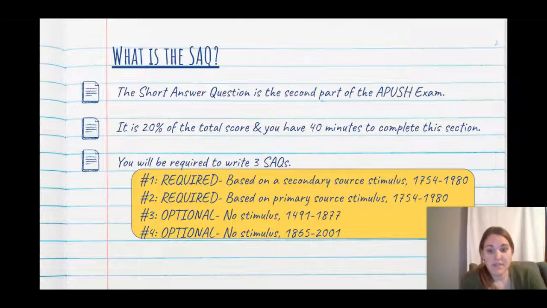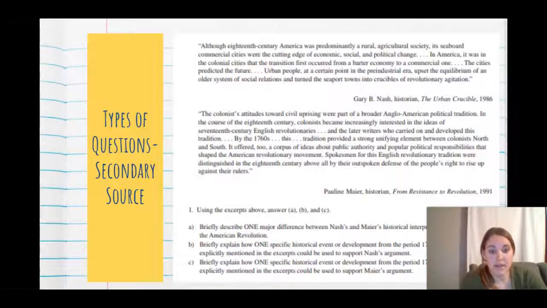So let's talk about these types of questions just a little bit more. Here's an example. This is one of the 2018 questions. And so this would be question 1. It was a secondary source. This is a really common thing that happens where you're given 2 differing opinions by historians. So this is kind of a historiography type of question where you're going to be asked to interpret their positions.